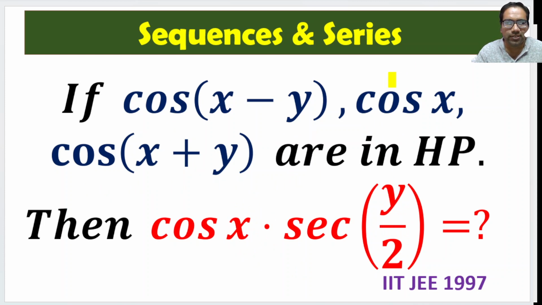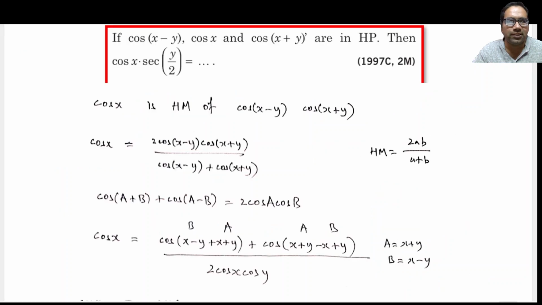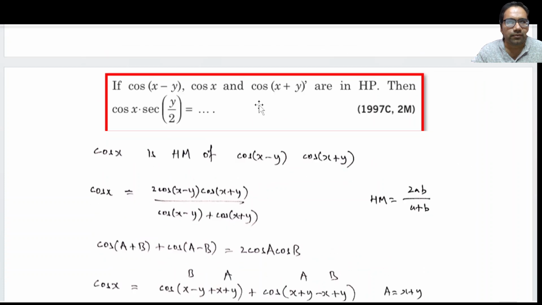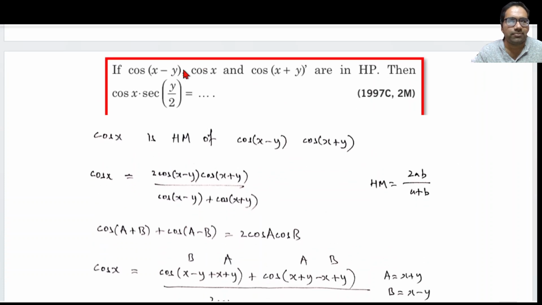What does that mean? It means cos x is the harmonic mean of cos(x − y) and cos(x + y). The harmonic mean of two numbers a and b is 2ab/(a + b). So let's write cos x = 2ab/(a + b), that is, 2 cos(x − y) cos(x + y) divided by cos(x − y) + cos(x + y).